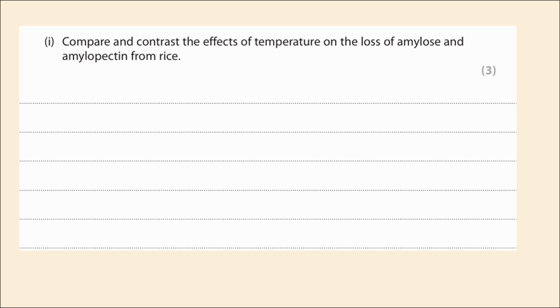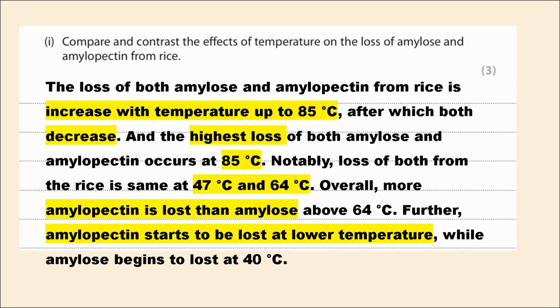So you can write the answers like this. The loss of both amylose and amylopectin from rice is increased with temperature up to 85 degrees Celsius, after which both decrease. And the highest loss of both amylose and amylopectin occurs at 85 degrees Celsius. Notably, loss of both from the rice is the same at 47 and 64 degrees Celsius.